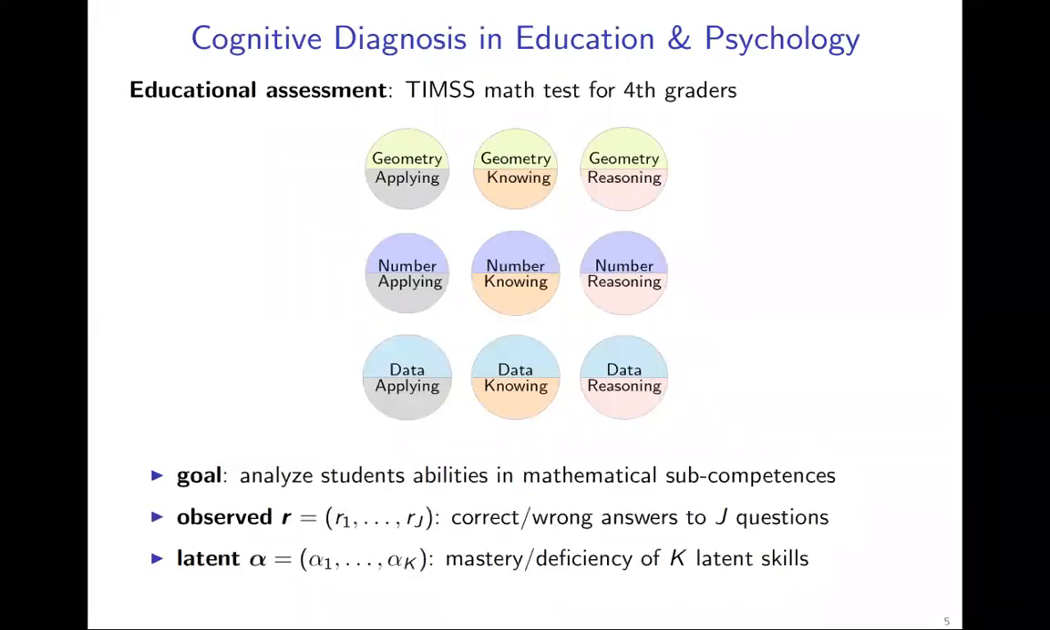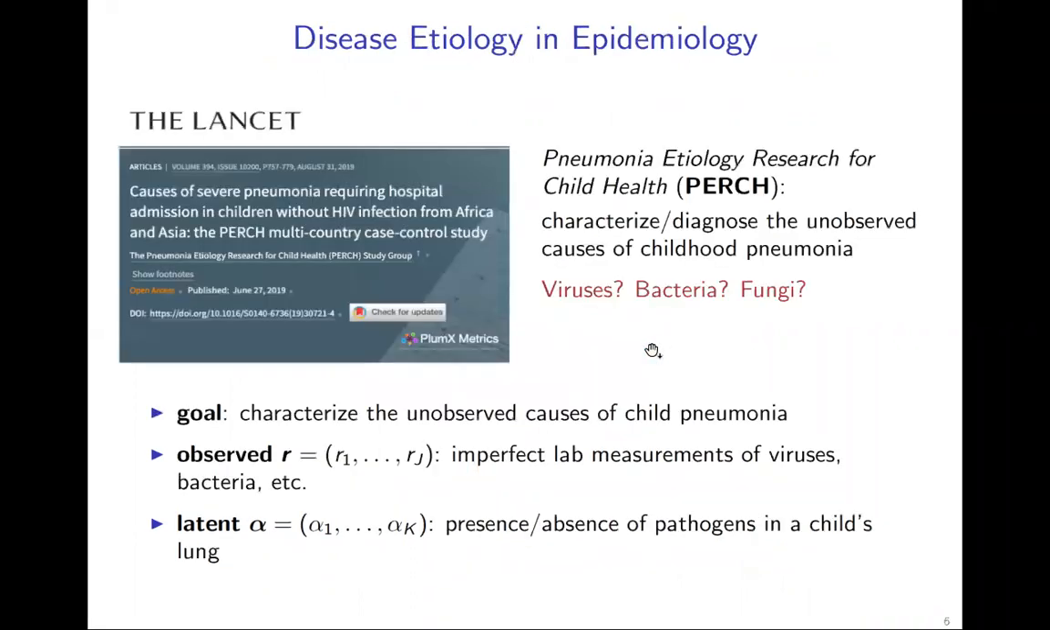So keeping this in mind, in the previous example of cognitive diagnosis in education, the goal is to analyze students' abilities in subcompetencies of a subject. Then the observed vector R for each student is his or her correct or wrong answers to the J questions, while the latent profile alpha is his or her profile of mastery or deficiency of the K skills. Here K equals 9 in this particular example.